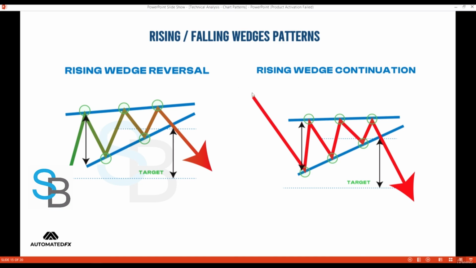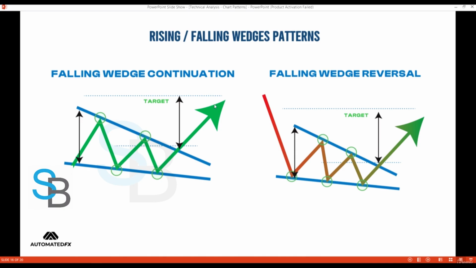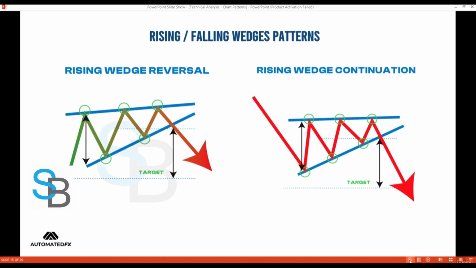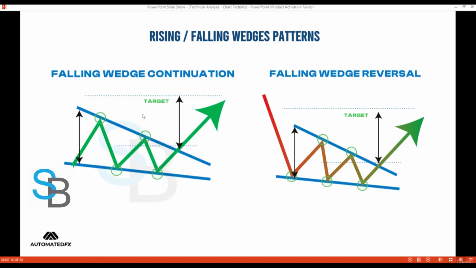So also with this one, we can see that it came from low, hit here, hit here, hit here, hit here, hit here, then broke out at this point, and then the target is also the same as this. So this is a reversal scenario, and this is a continuation scenario. Now for this one, this is the rising wedge, and this is the falling wedge. Now for this falling wedge, this is a continuation, while this is a reversal.